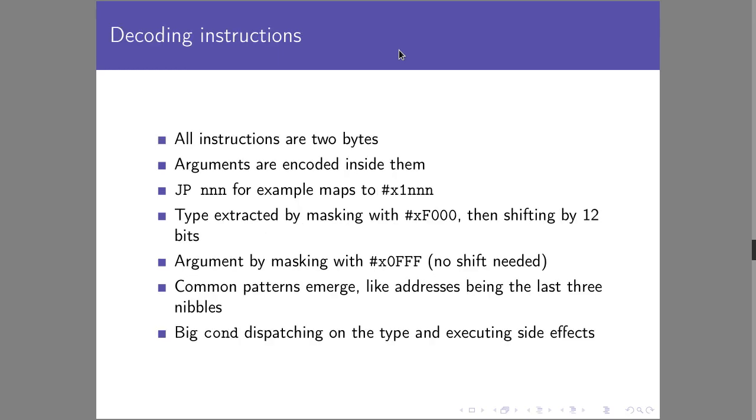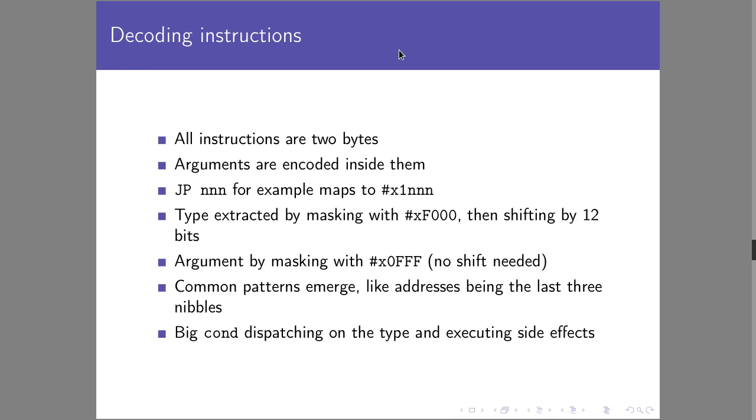So, decoding instructions. For this, you have to know that all instructions are 2 bytes long, and the arguments are encoded inside them. For example, the jump to address instruction is encoded as 1 and 3 hex digits. The type is extracted by masking with F000 and then shifting it by 12 bits. Masking means that you perform a binary AND. You can do the same with the argument by masking it with 0FFF and no shift.